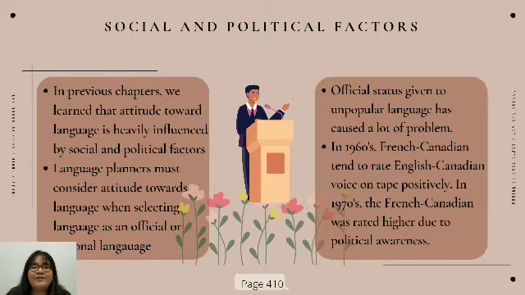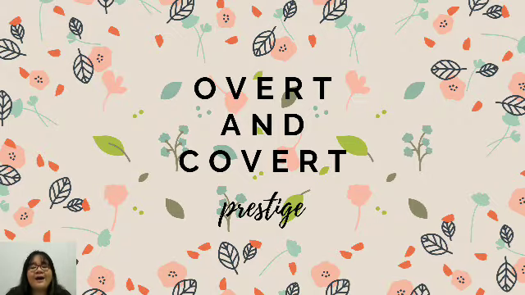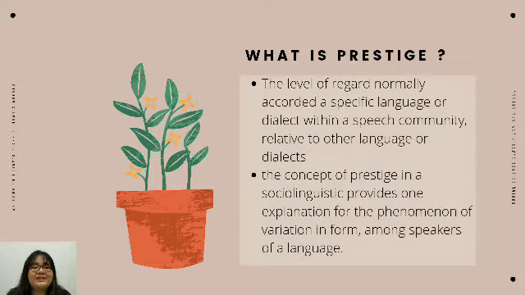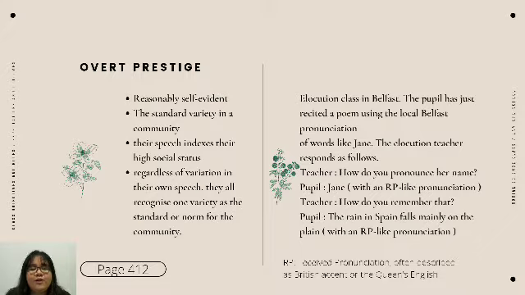Right? Next, we will get into overt and covert prestige. What is prestige? Prestige is the level of regard normally accorded a specific language or dialect within a speech community relative to other languages or dialects. The concept of prestige in sociolinguistics provides one explanation for the phenomenon of the variation of forms among speakers of a language.